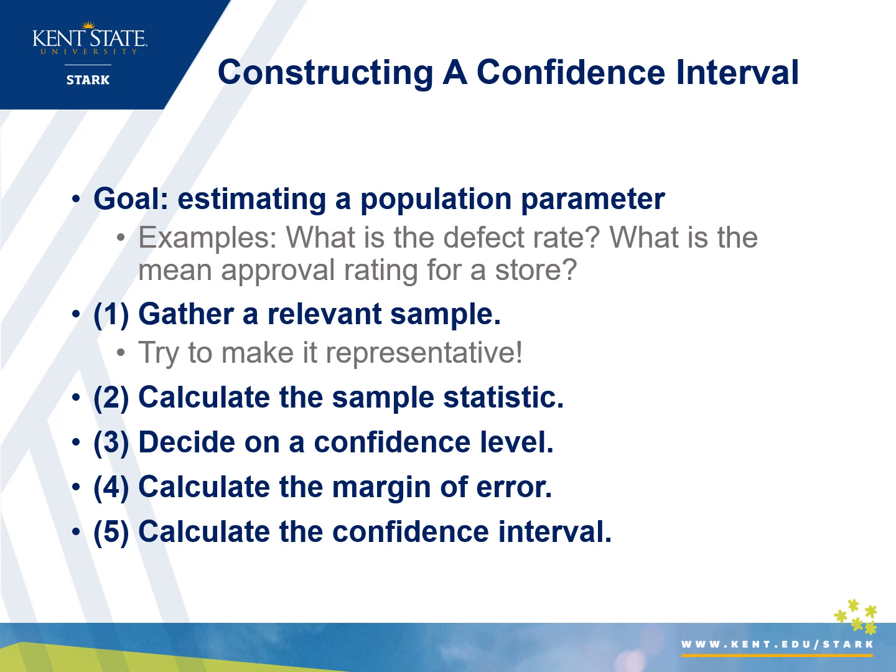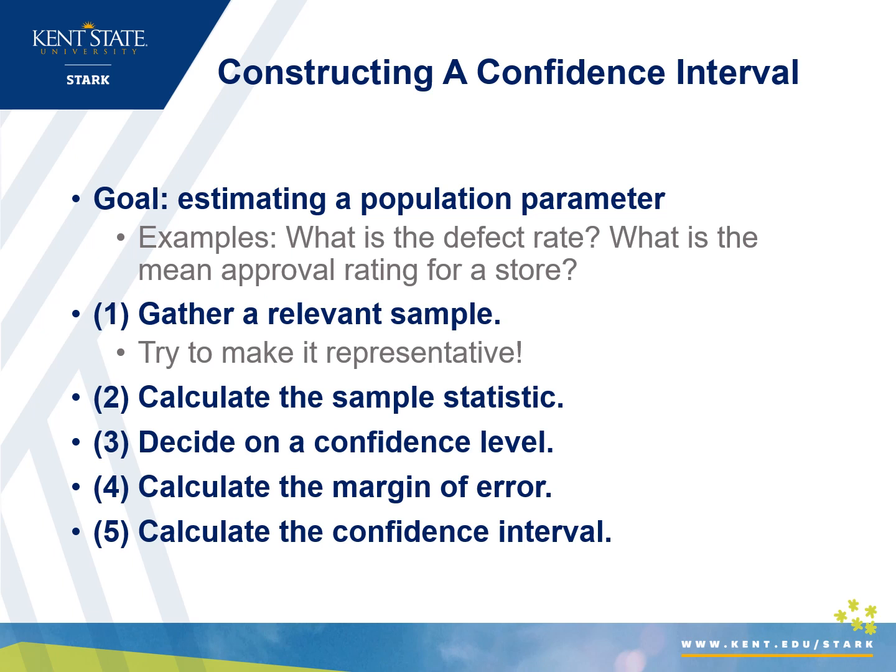So, having laid the probability groundwork, how do you actually calculate a confidence interval? It's a 5-step process. First, remember, our goal is to estimate a population parameter based on a sample. For example, we may want to know the defect rate, a proportion, or the mean approval rating for a store based on a sample of customer surveys. So here are the steps.